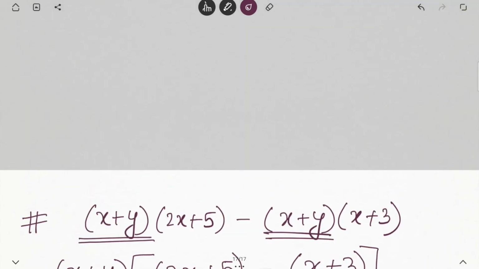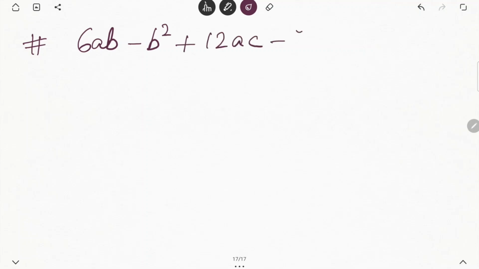Okay. Now we move on to a bit different type. Let us take, for example, 6ab - b² + 12ac - 2bc. Now, if you look at this expression, you cannot take anything common from each and every term, right? So in that case, we have to first group the terms in such a way that we can take common after the grouping.